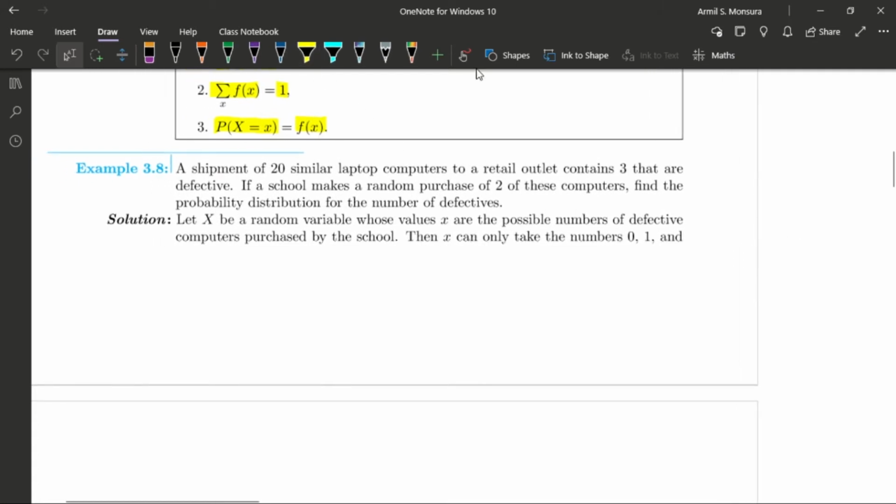So, a shipment of 20 similar laptops, laptop computers, to a retail outlet contains 3 that are defective. So doon sa 20 na laptop that was shipped to a retail outlet, tatlo doon are defective. Now the school would purchase dun sa retail outlet, and the school would purchase 2 of those computers. So the question is, find the probability distribution for the number of defectives.